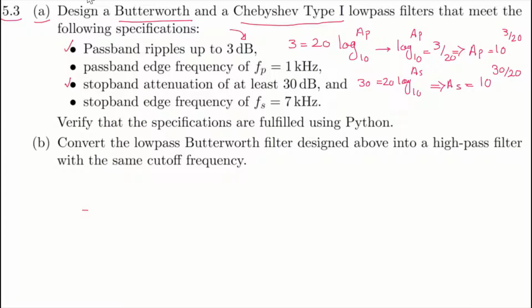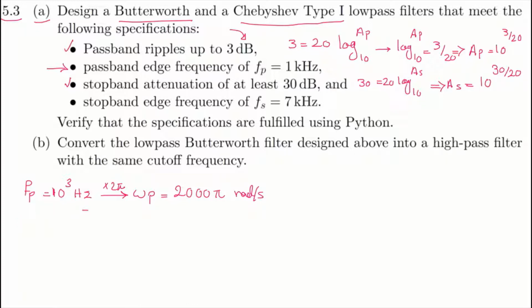Next, the passband edge frequency of FP equals 1 kilohertz. FP is the passband edge frequency, which we usually denote by omega p, the angular frequency. 1 kilohertz means 10 to the power of 3 hertz. To convert this to angular frequency, I need to multiply by 2 times pi, so we would have omega p equals 2000 pi radian per second.